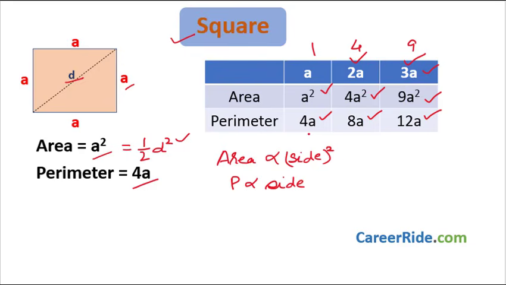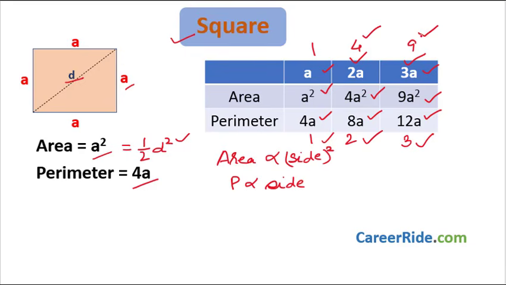So how does the perimeter change? In the first case it is 1, in the second case it just becomes double, and in the third case it just becomes 3 times. So it changes with the side. If the side is doubled, the perimeter doubles. If the side is tripled, the perimeter triples. But the area changes as the square. If the side is doubled, the area becomes 4 times. If the side is tripled, the area becomes 9 times.